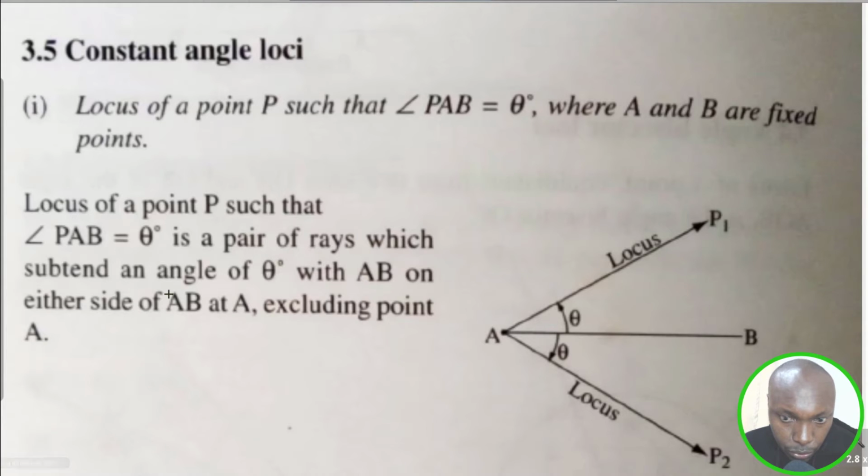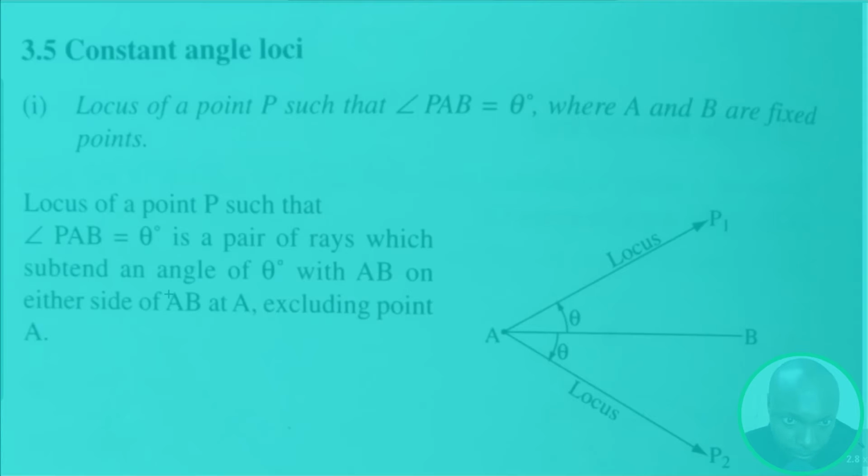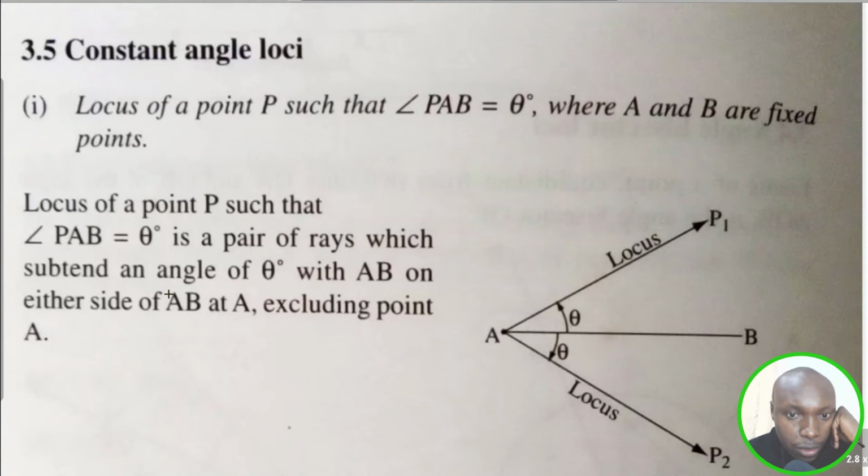Now we can go to the other type of loci, the constant angle loci. And the constant angle loci is very important. This one is very important. We need to pay attention to these. Now we have two parts here. Part 1, the locus of a point P is such that angle PAB is equal to theta degrees, where A and B are fixed points.